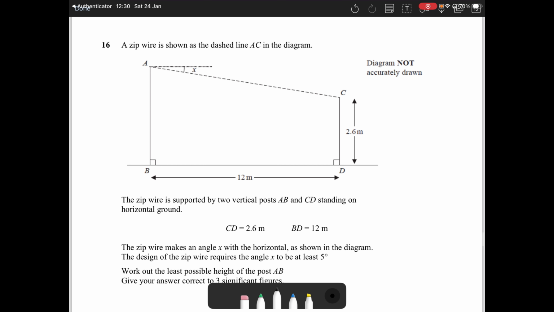Number 16. Right, a lot of people asked me about this earlier in the week. I hope I am going to give you a great answer here. So number 16, a zip wire. We love zip wires.